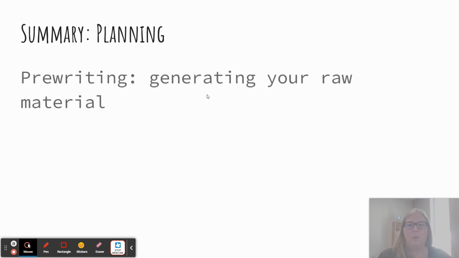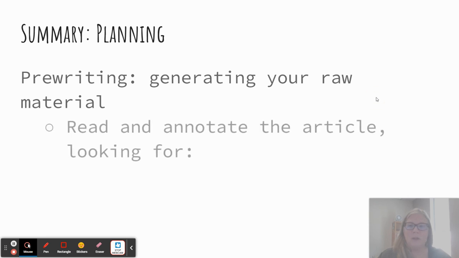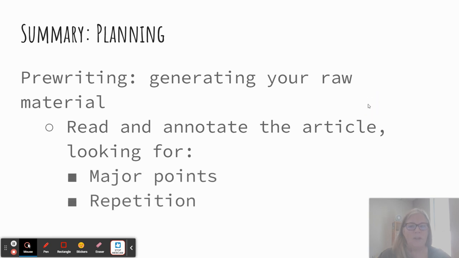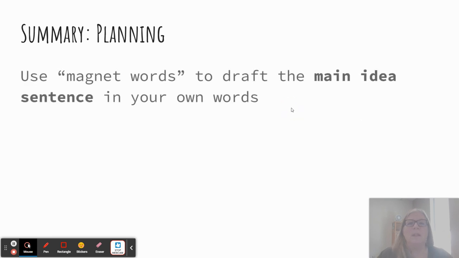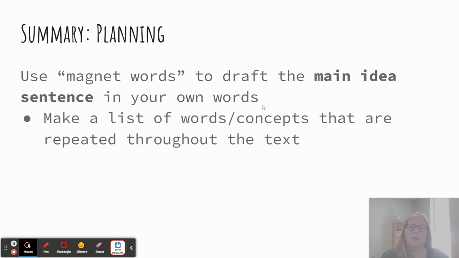Okay, so the first part in planning is always pre-writing to generate your raw material. So that means that you're annotating the article. And as you annotate, you're looking for the major points. We're looking for repetition. Sometimes transitions can also help identify the major details. We talked in the post-reading strategy lesson about how to write the main idea sentence in your own words. So a list of words and concepts that are repeated throughout the entire article.